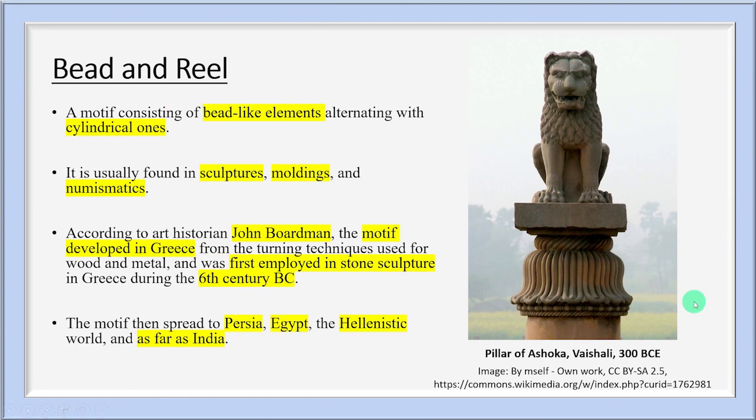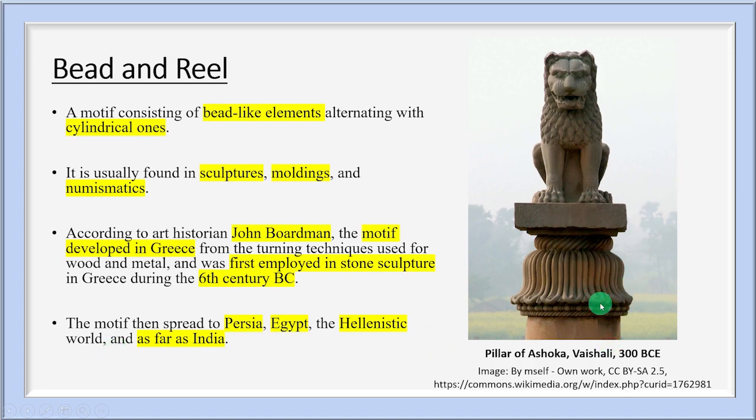This is bead and reel motif, bead-like element alternating with cylindrical ones. Found in sculpture, molding, and numismatics, that will be coins. And according to art historian John Boardman, the motif developed in Greece from the turning techniques used for wood and metal and was first employed in stone sculpture in Greece during the 6th century BC. The motif then spread to Persia, Egypt, and Hellenistic world, and as far as India.